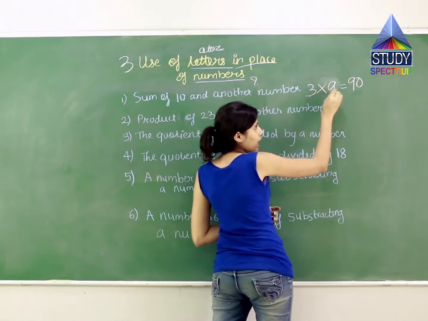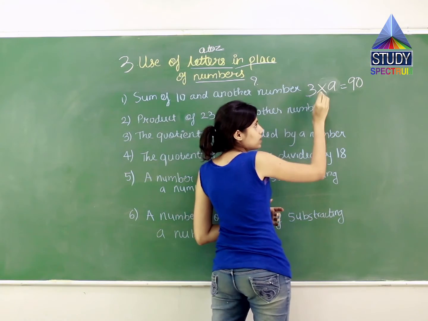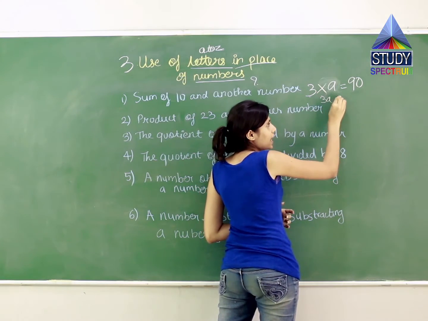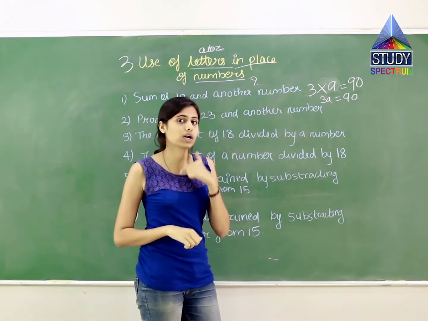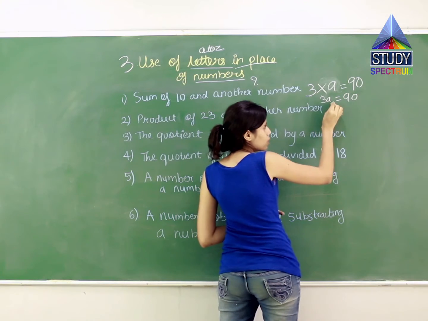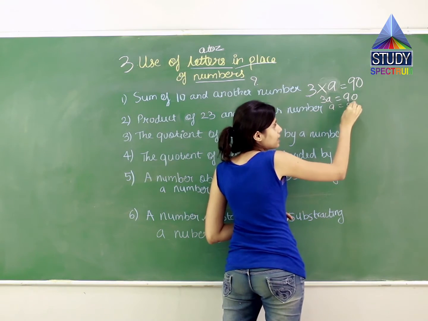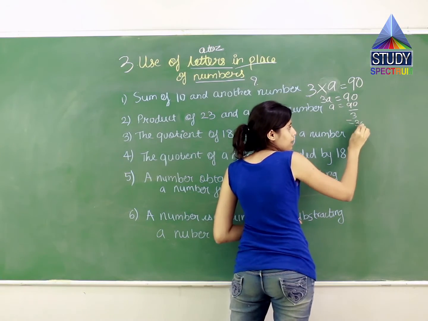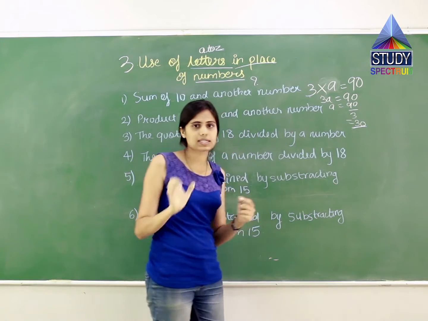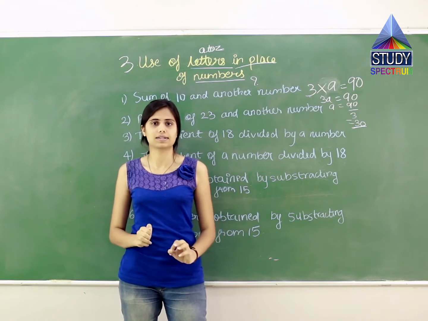Now, 3 into A is equal to 90. Means 3 into A is 3A, and 3A is equal to 90. Now tell me, what is A? Simple calculation, isn't it? A is equal to 90 divided by 3, which comes to 30. Means in the box of pencils, I got 30 pencils.